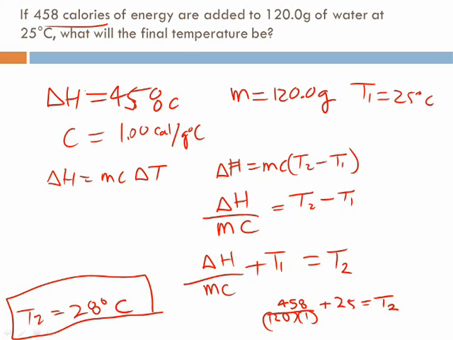If we added 458 calories of energy to about 120 milliliters of water at 25 degrees, that means it will rise 3 degrees Celsius.